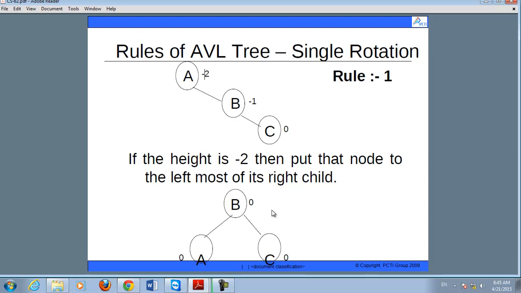We performed the rotation on the left side. B becomes the root node, A comes at the left side and C comes at the right side. Here you can see now A is a leaf node and C is a leaf node. The height of A is 1, the height of C is 1, and the height of B is 2. A and C being leaf nodes means they don't have any left and right nodes. It means the balancing factor of A and C is 0, since when you subtract 1 minus 1 it becomes 0. Now all the nodes of the AVL tree are balanced in this way.